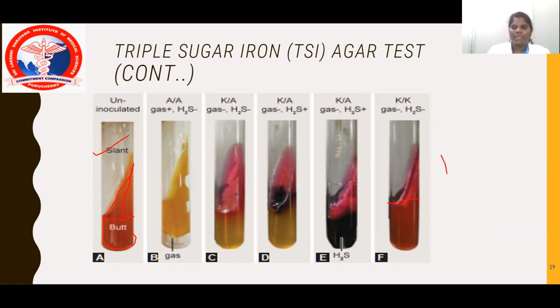So this can be read as alkaline by alkaline. As an abbreviation you can use K by K. Alkaline means K and acid means A. So this is called alkaline by alkaline, that means K by K. It's a classical example for Pseudomonas and Acinetobacter. Here you can also detect whether gas production is there or not. Here there is no gas production. Is there any H2S production? Nothing is there. So it is a K by K, alkaline by alkaline, with no gas production and no H2S production.